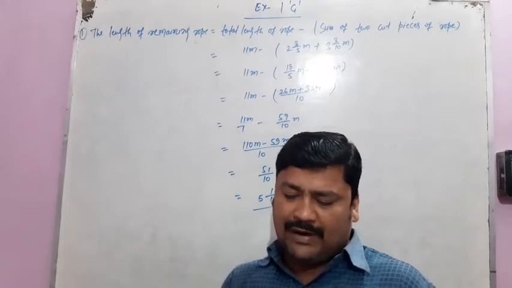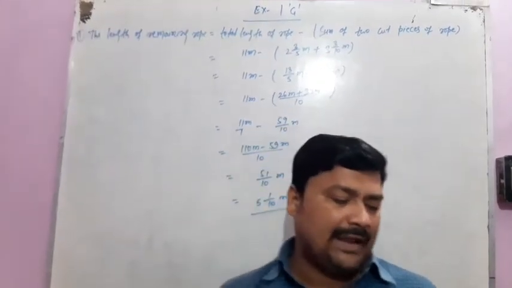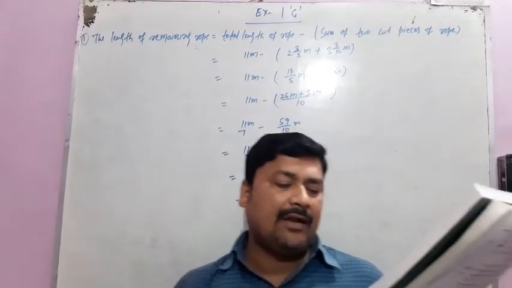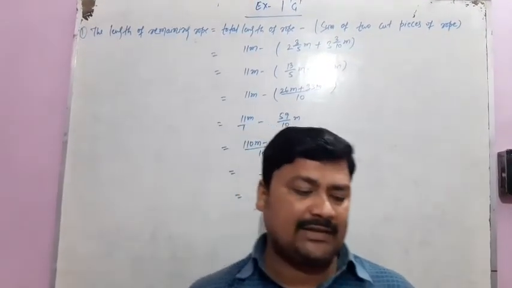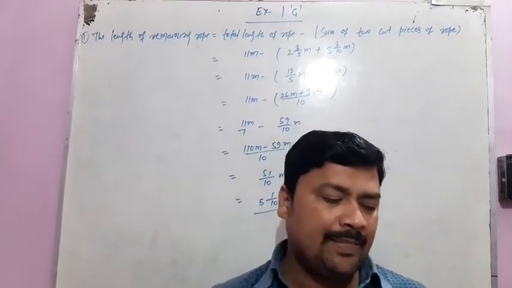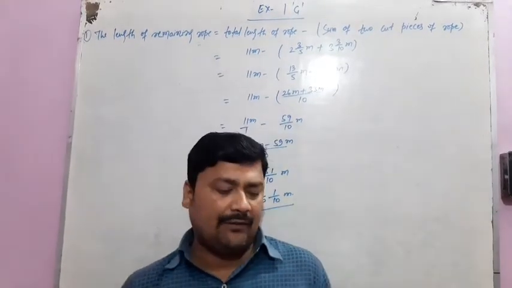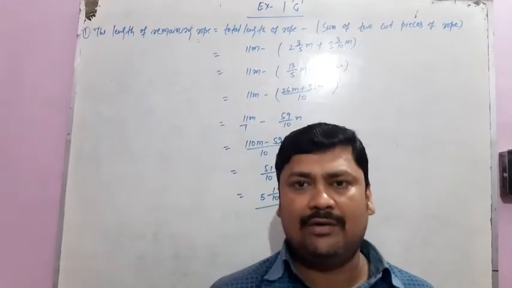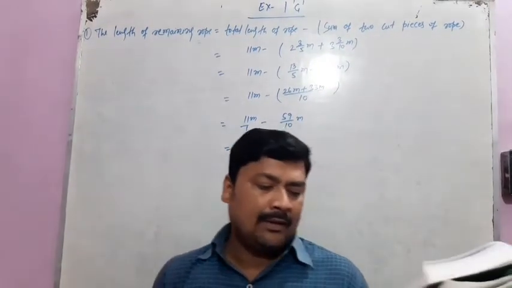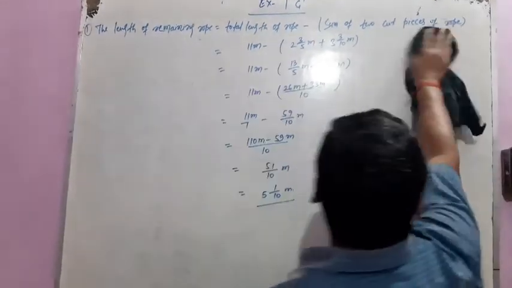A drum full of rice weighs 40 whole 1 by 6 kg. If the empty drum weighs 13 whole 3 by 4 kg. The weight of empty drum is 13 whole 3 by 4 kg. Find the weight of the rice. How will we find the rice? The weight of rice from the whole drum, when the rice was put in it, we have to subtract the value of empty drum. Look here.